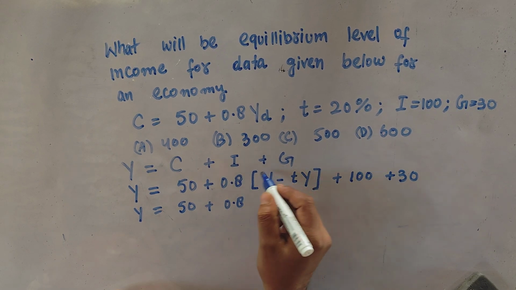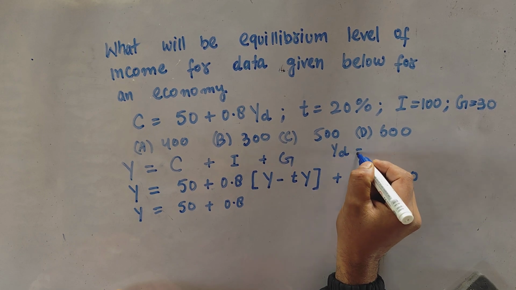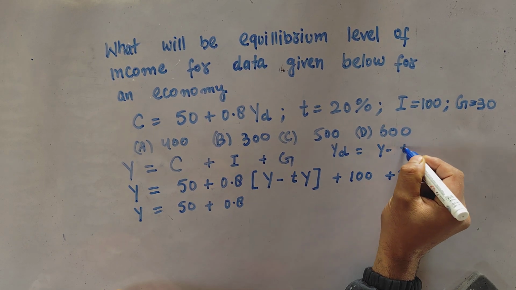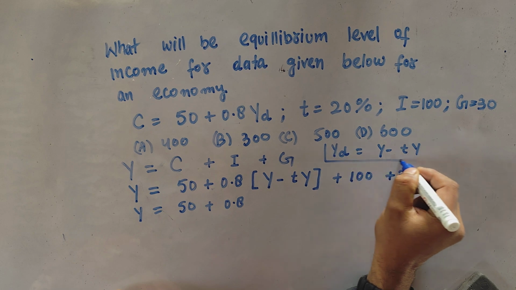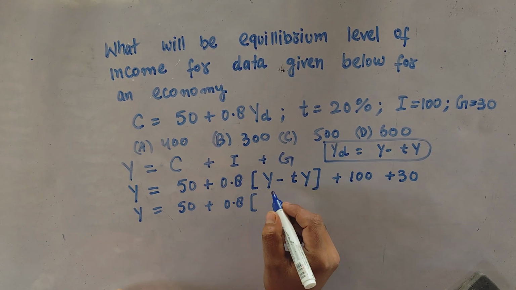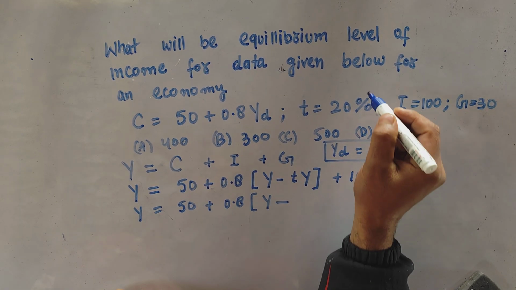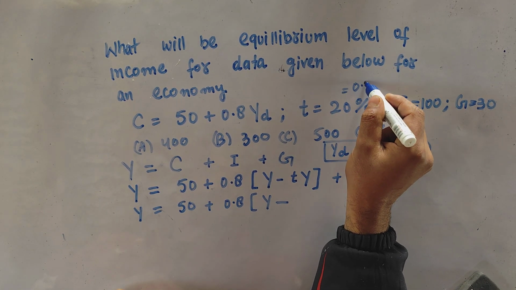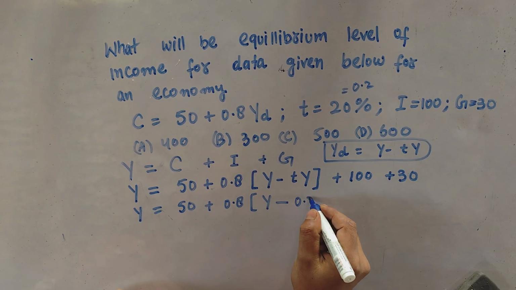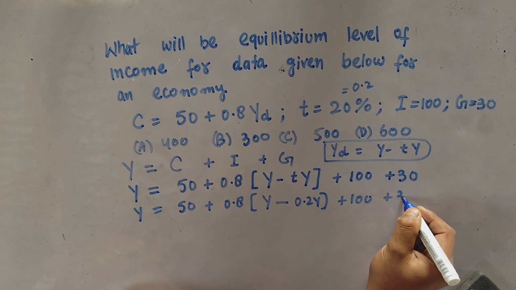Now this term denotes our disposable income. Okay, so because we know total disposable income is equal to total income minus the taxes paid on the total income. Remember this fact here. So here we have y minus, so what is t? It is 20%, so 20% can be written as 0.2. So we write 0.2 y plus we have 100 and 30.